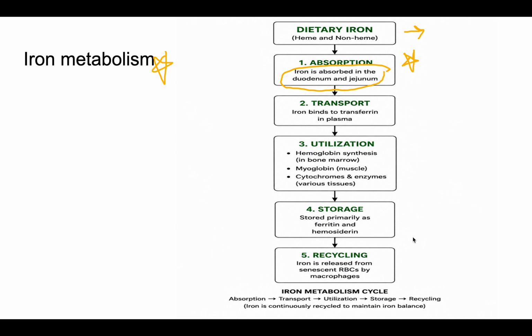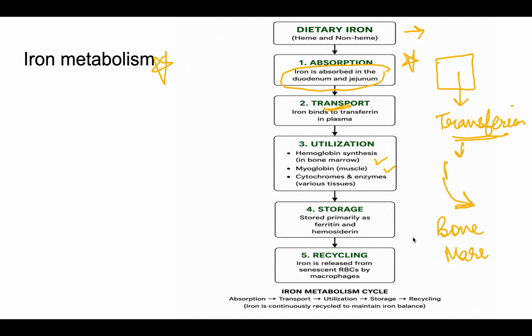Now this is the intestinal cell, out of which the iron is absorbed. Now this binds to transferrin. Transferrin is the transporter. Transferrin will transport the iron in the plasma and take it to the places where it is utilized. It will take it to the bone marrow, muscles and other tissues, mainly the bone marrow, where the RBCs utilize it to form hemoglobin.